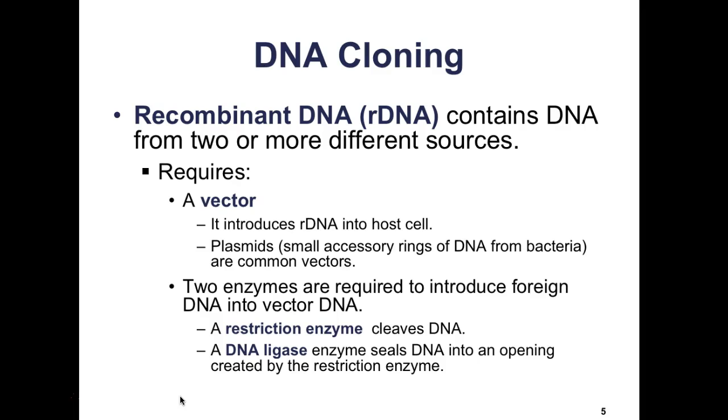plasmids. Now, you've heard me talk about these before, but plasmids are small accessory rings of DNA that are found in bacteria, first discovered in the bacterium Escherichia coli, or E. coli. The ring is not part of the main bacterial chromosome, but it replicates on its own and can easily be removed from one organism or introduced into a bacterial cell. So that small accessory ring of DNA serves as a very common vector.